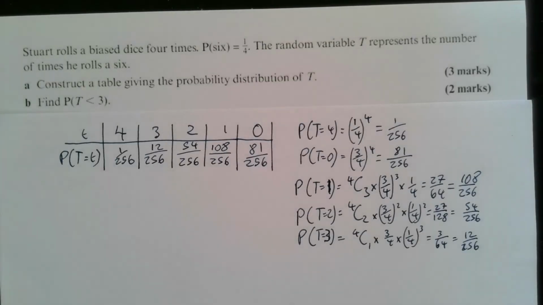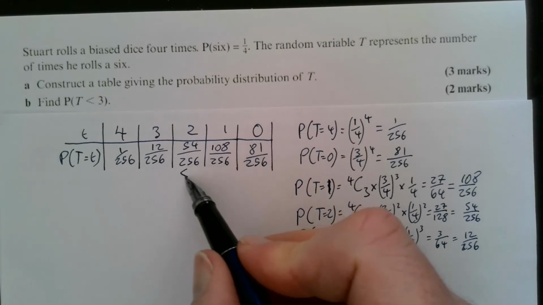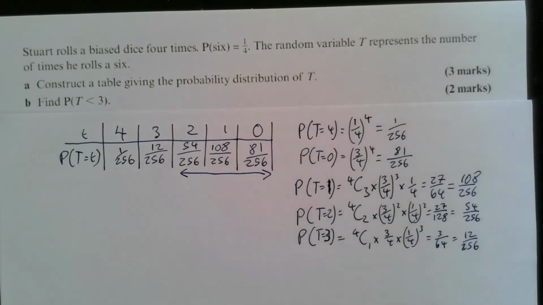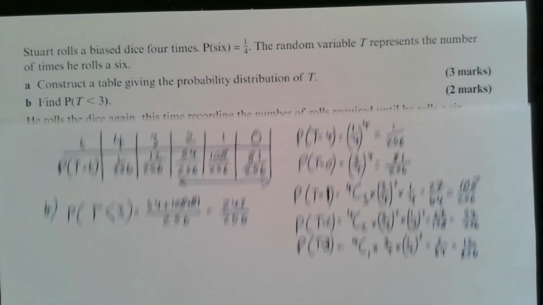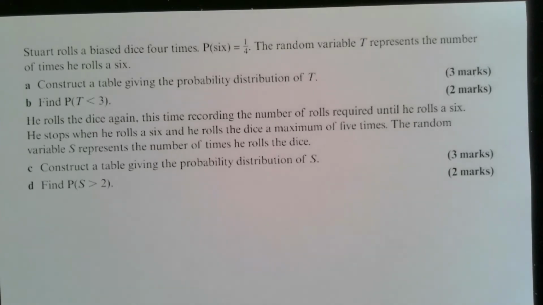And then it asks us to find the probability that t is less than 3. So that means the number of 6's being less than 3. So it's those 3 results added together, which gives you 243 out of 256. Then we move on to the second part.